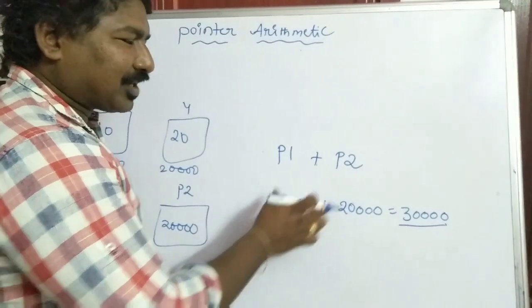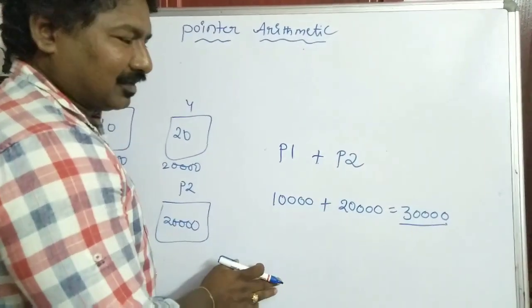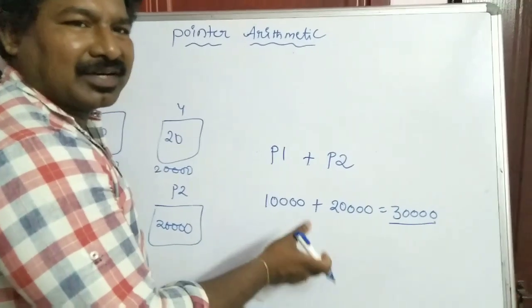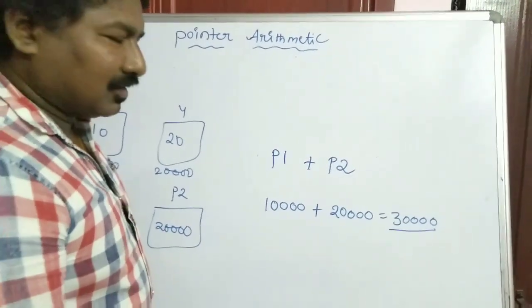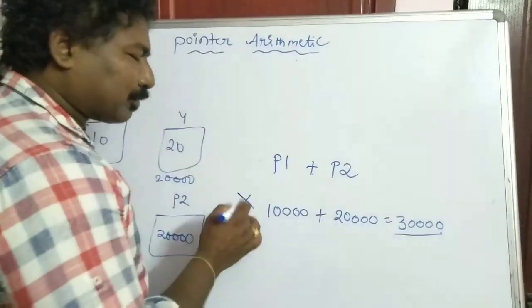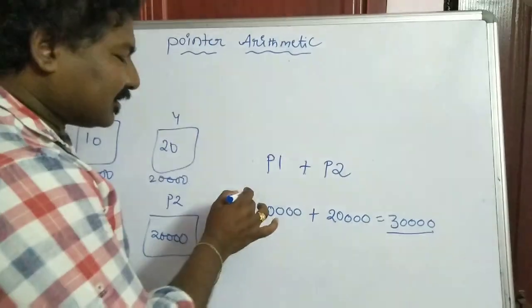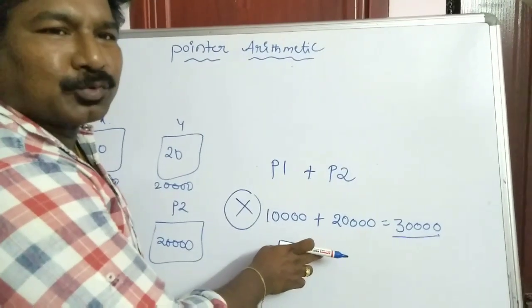That means you cannot add two pointers, because when you are adding two addresses, that produces another address, which does not have any meaning. So addition is not possible on two pointers.